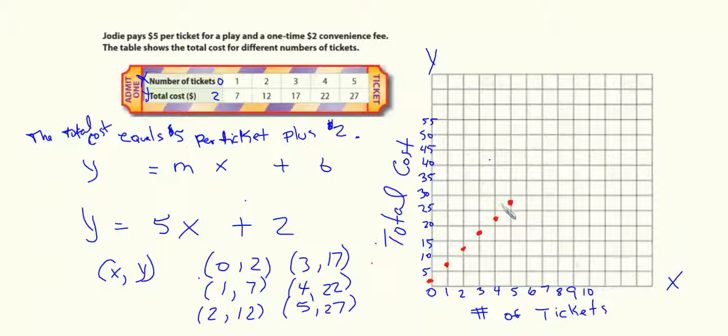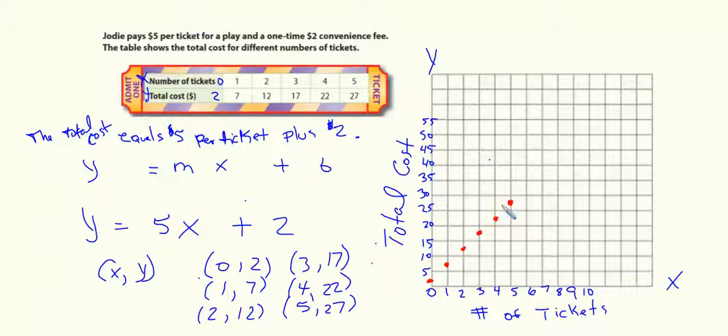And there you go. So if you look at the points that I've plotted, you can see that the points form a straight line. So hence the name linear relationship.